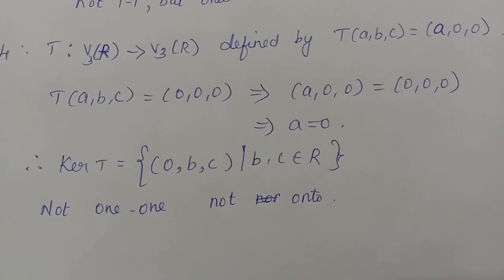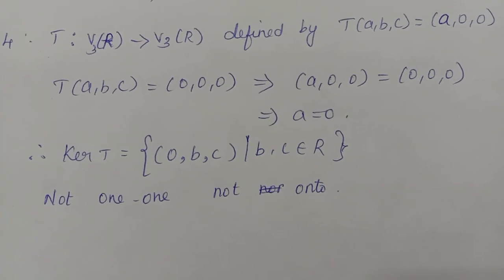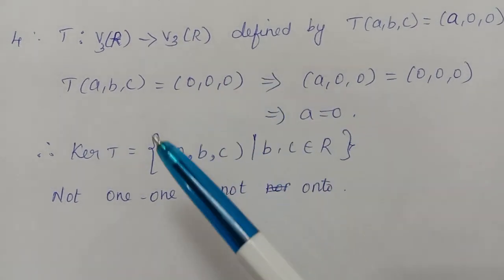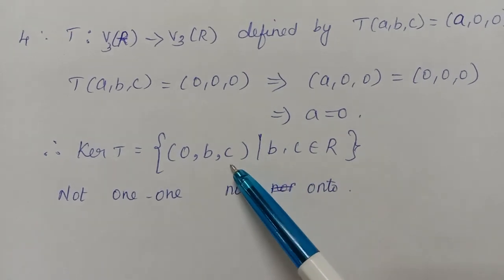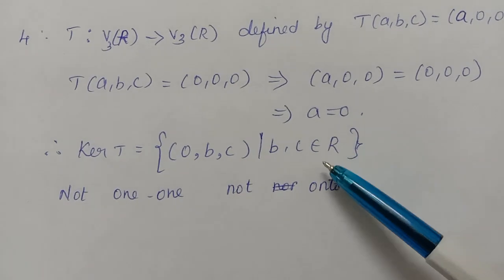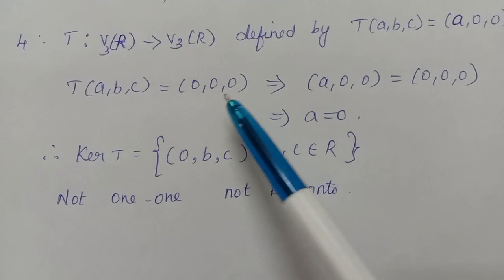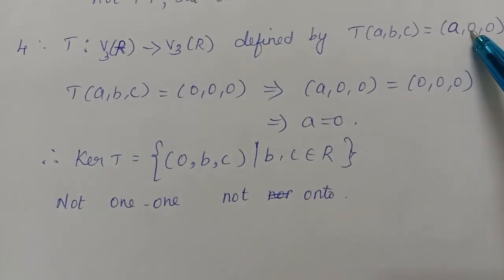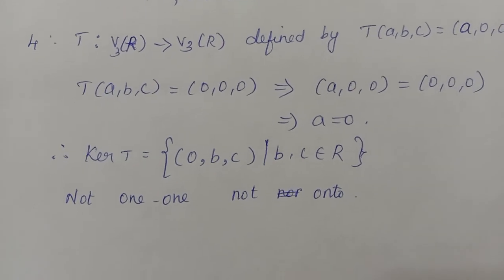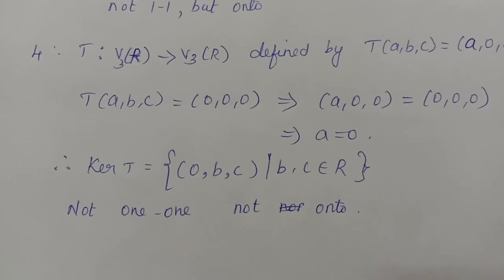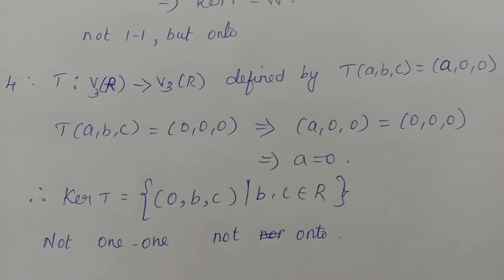Whatever values b and c take, T of (a,b,c) is mapped to (0,0,0) for a equal to 0. Therefore, the kernel is {(0,b,c)}, where b and c are real numbers. Therefore, this is not equal to the singleton {0}, so it is not 1-1. Also, this is not onto, because the elements are mapped to (a,0,0) only. So when these elements have non-zero values, they don't have any pre-images. Therefore this is not onto. This is neither 1-1 nor onto. Okay, that's all. I hope you understand this video. Thank you.